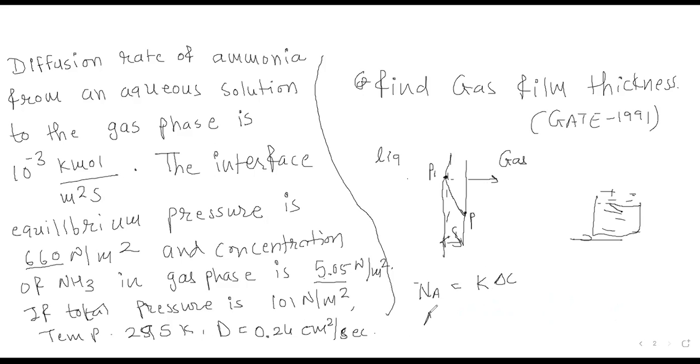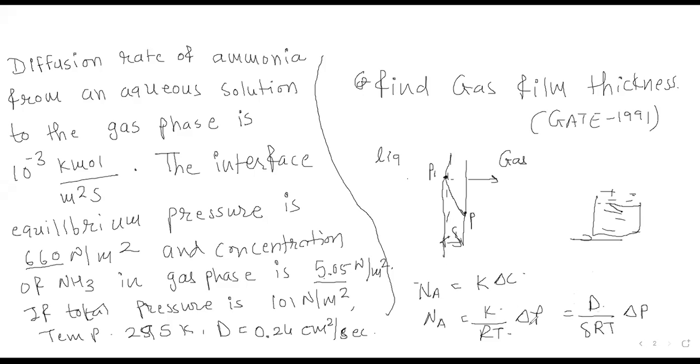We have to use it like this. Na is equal to K divided by RT delta P, because it is in concentration. If you want to use pressure, then we have to use PV is equal to nRT. So K divided by RT multiplied by P, where K is equal to DAB divided by density thickness multiplied by RT multiplied by delta P, Pi minus P.